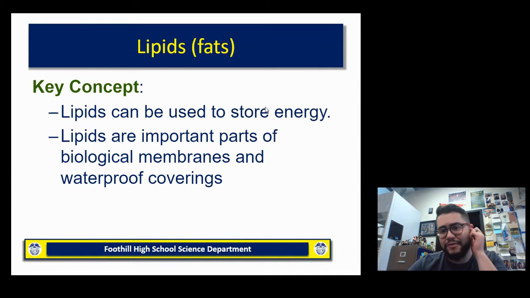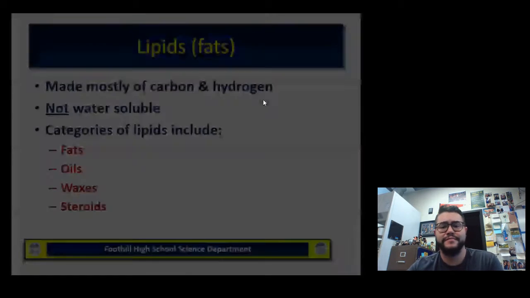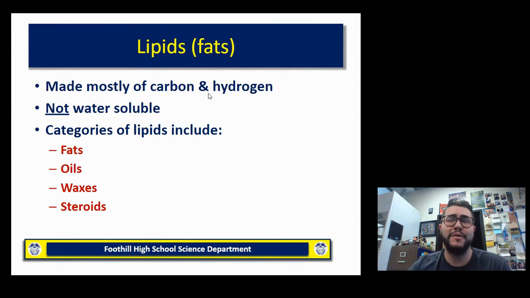The second macromolecule we're going to talk about are lipids. Lipids are used to store energy in animals long term. They are also important parts of biological membranes. Think of the cell membrane and how it's made of a phospholipid. They are made almost entirely of carbon and hydrogen. There's a little bit of oxygen here and there, but generally it's almost all carbon and hydrogen. They are not water soluble. A few different categories include fats, oils, waxes, and steroids.